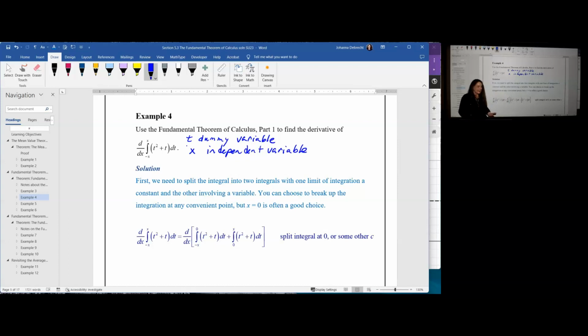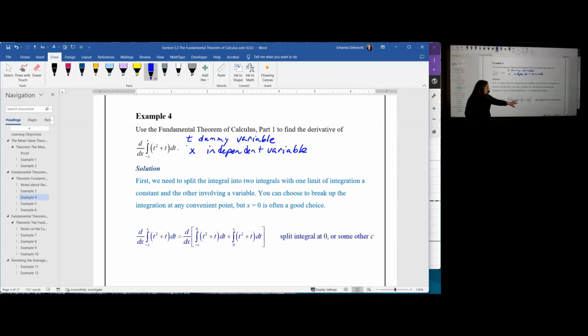Just habit, I guess. In other words, we're going to rewrite this integral part, leaving the derivative on the outside, as the integral from negative x to whatever constant we choose of the integrand, integrated with respect to the dummy variable, plus the integral from the same constant up to x. And this is one of the properties of integrals that we're exploiting here. I chose 0, but you can choose any constant that you want.